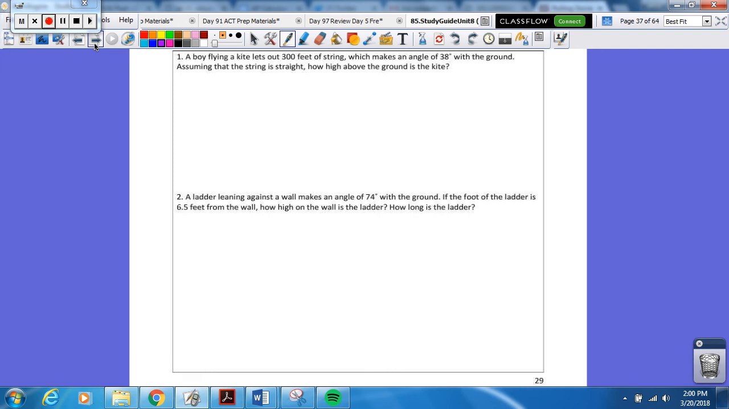A boy is flying a kite. So here's the boy, and there's the kite. It makes an angle of 38 degrees with the ground. Not from his hand, but from the ground. Assuming that's a string, let's add 300 feet of string. Here's the string, so this is 300 feet. How high above the ground is the kite?